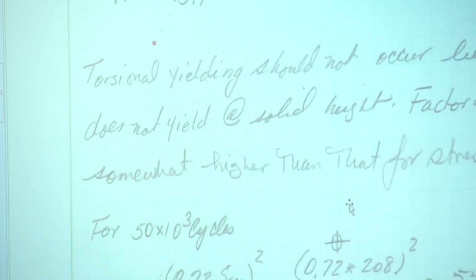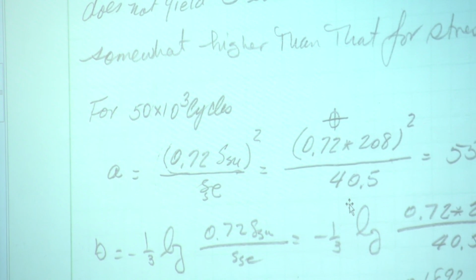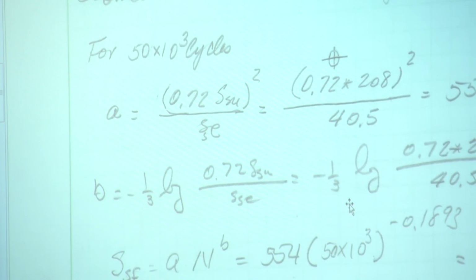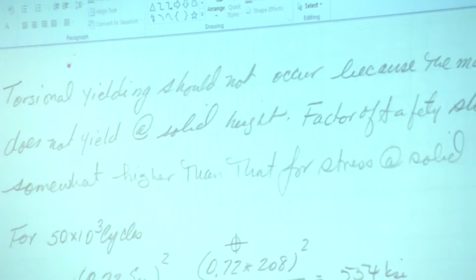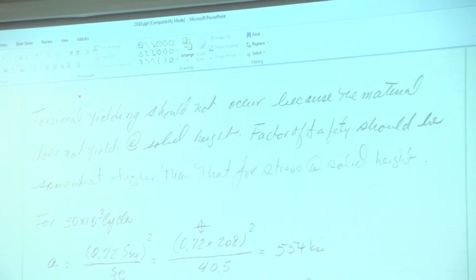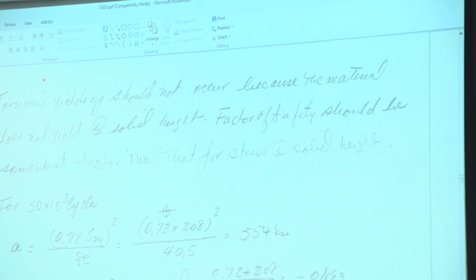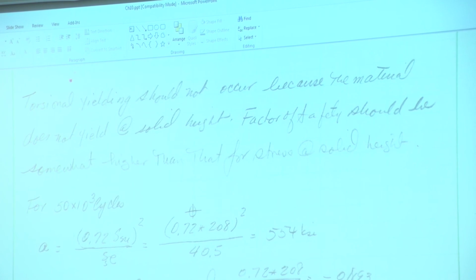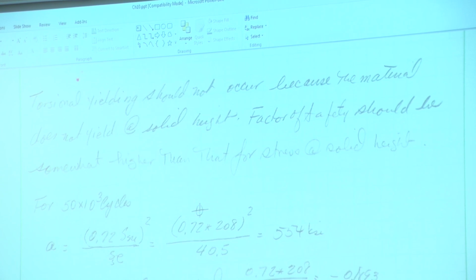But since they specifically ask for a life of 5 times 10 to the 3, let's take a look at that as well. And then there's a point to be made on some of the strength values too. We say torsional yielding should not occur because the material does not yield at solid height. Remember, we calculated its stress at solid height. Therefore, if it doesn't yield by the time you take it to solid height, it's not going to yield under the maximum load because the maximum load is smaller than the solid height. Which brings me to this point.